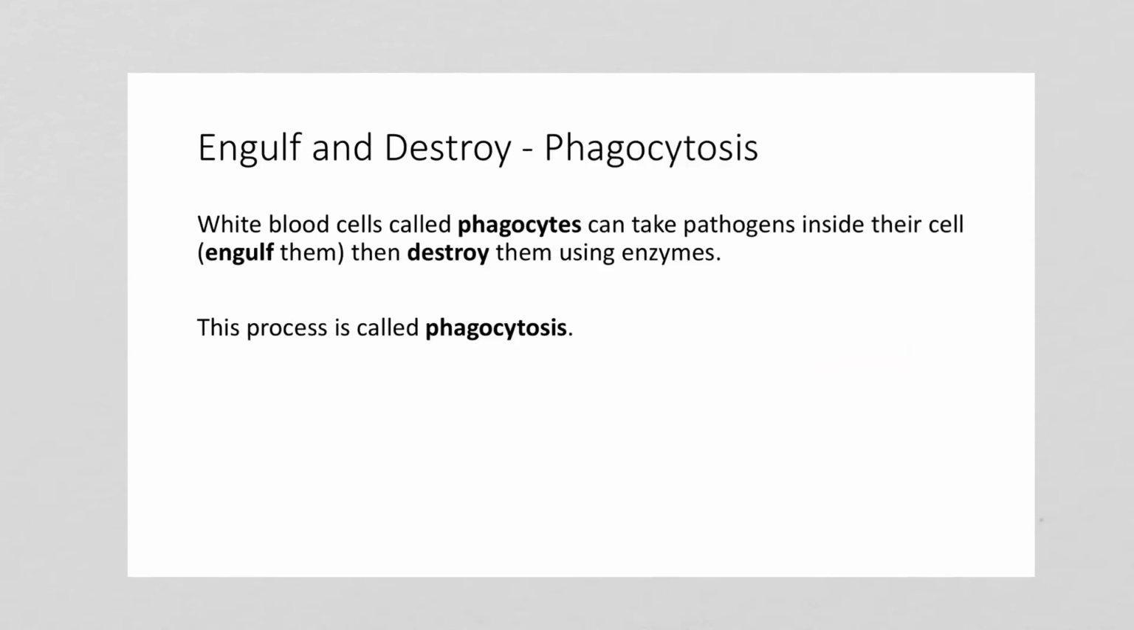First one is engulf and destroy, and the special name for this is a process called phagocytosis. White blood cells called phagocytes take pathogens inside their cell, that's the engulf, and then they destroy them using enzymes. The whole thing's called phagocytosis. If you don't remember the word phagocyte, that's okay. On every exam question that I've seen, they'll just accept the words white blood cell instead. But particularly if you're looking at doing A-level or are interested in the immune system, I would learn the word phagocyte.